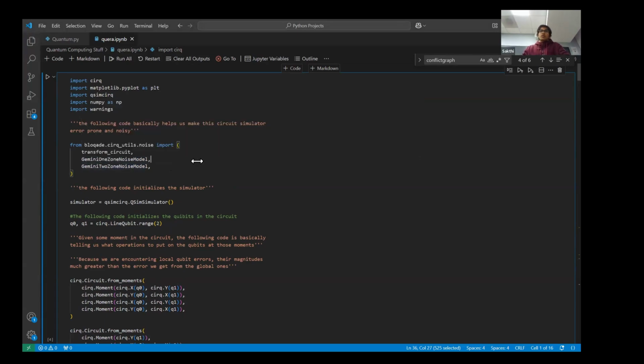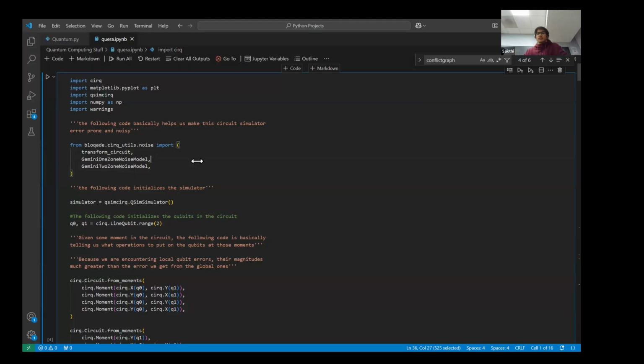The difference between these two noise models is that the Gemini 1 zone noise model deals with the case where all the operations on the qubits are being done within one particular entanglement zone. And the Gemini 2 zone noise model is where you have a storage zone and an entanglement zone. Whenever you want to perform an operation on these qubits, you have to move each of the neutral atoms into the entanglement zone to do the operation on them.